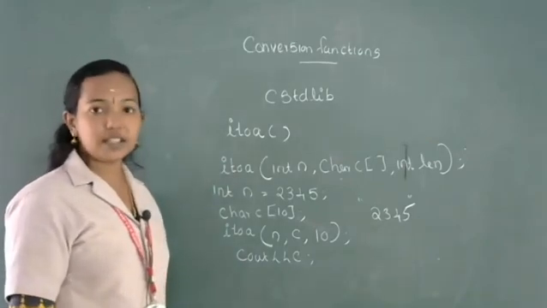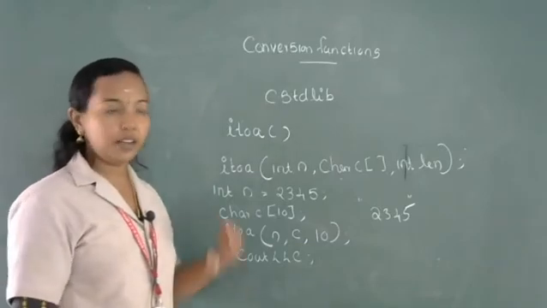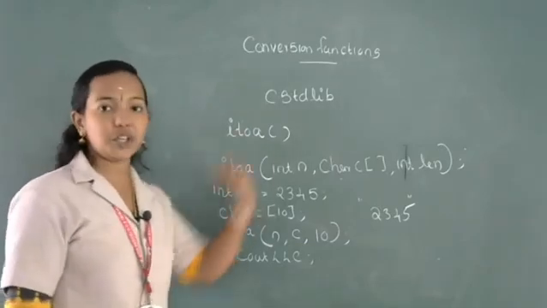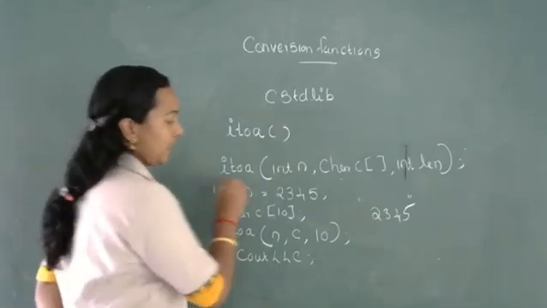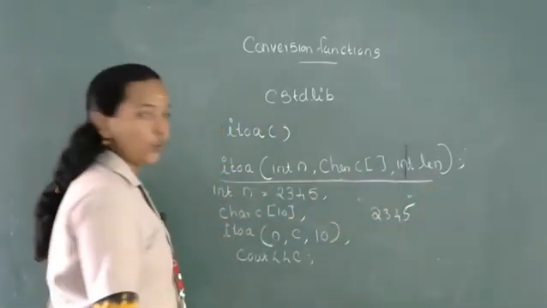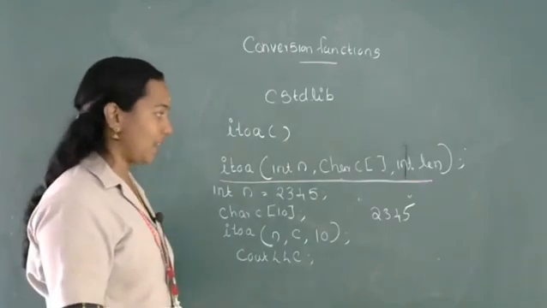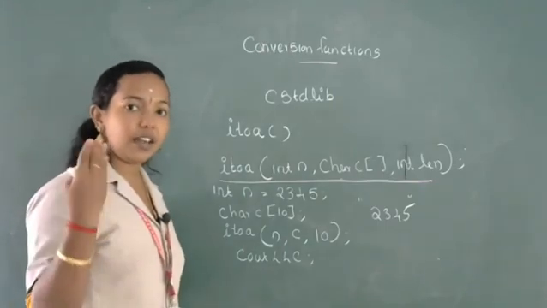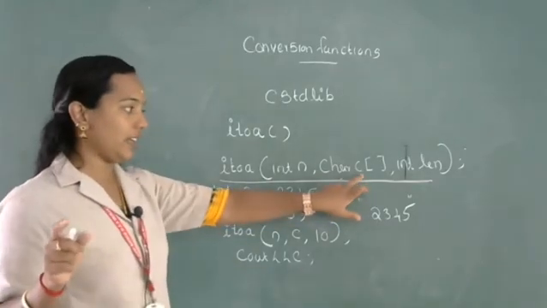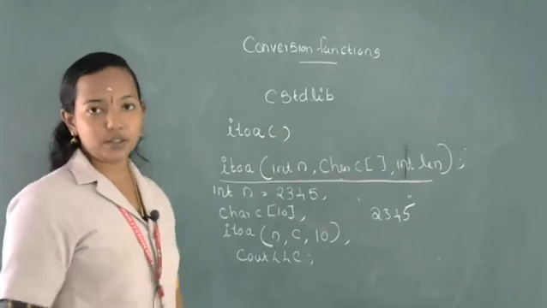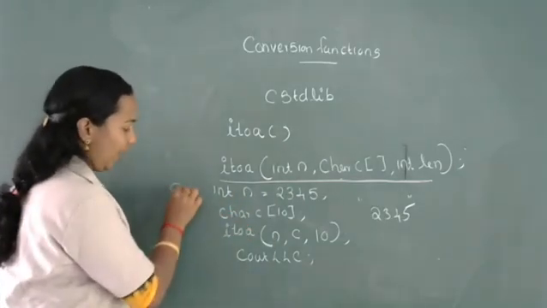Clear? So this is a conversion function. How we convert a number from integer to alphabet. This is the syntax for the itoa function. First, int n, the number you want to convert. After that, if you are converting a number into alphabet, definitely it requires an array. That array is c, then the length also you need to mention. So this is an example for the itoa function.